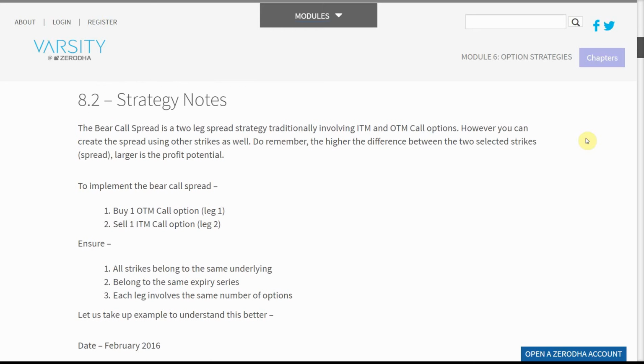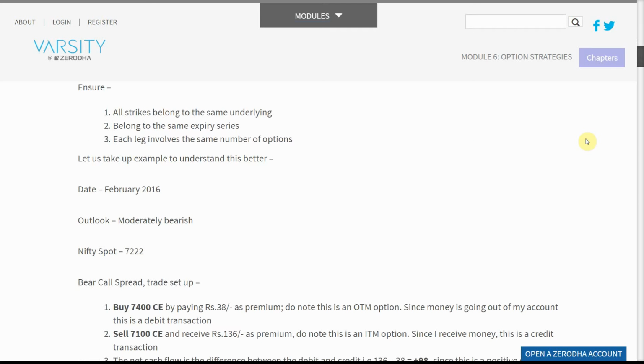8.2 Strategy Notes. The bear call spread is a two-leg spread strategy traditionally involving ITM and OTM call options. However, you can create the spread using other strikes as well. Do remember, the higher the difference between the two selected strikes, the spread, the larger is the profit potential. To implement the bear call spread, buy one OTM call option, leg 1. Sell one ITM call option, leg 2. Ensure all strikes belong to the same expiry series. Each leg involves the same number of options.